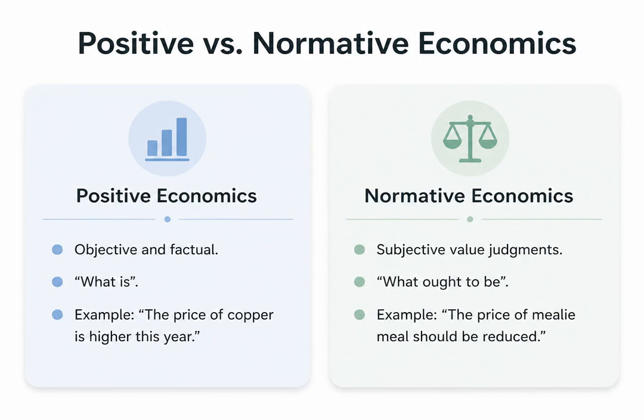Finally, we must distinguish between positive and normative economics. Positive economics deals with objective facts and cause and effect relationships. It describes what is, for example, stating that the price of copper has risen. Normative economics, on the other hand, involves subjective value judgments about what ought to be, like saying the price of food should be lower. Economists usually agree on positive facts, but often debate normative policies.